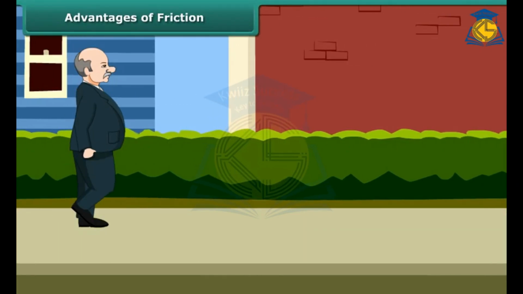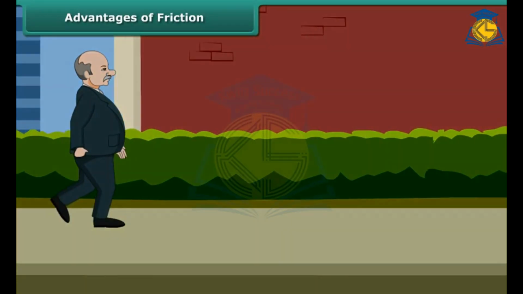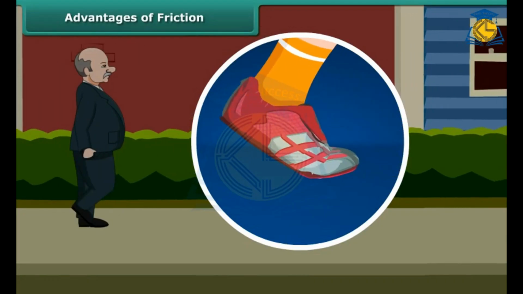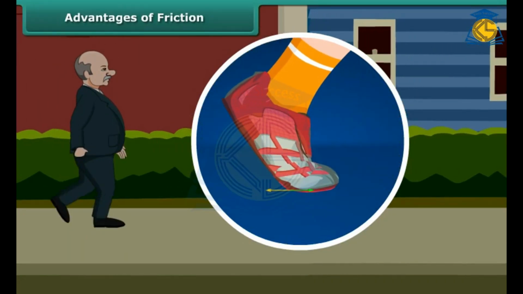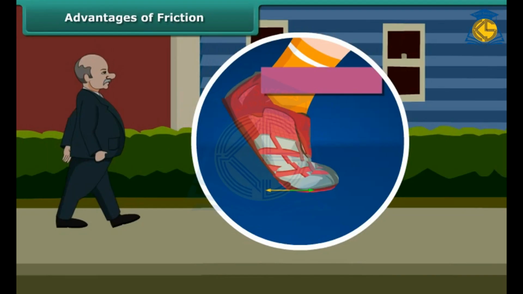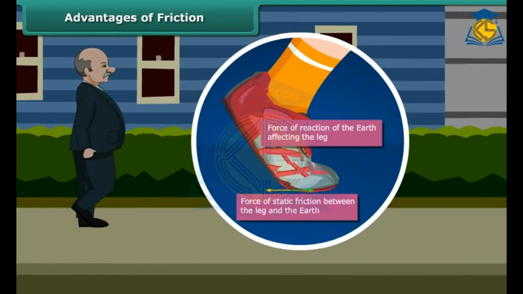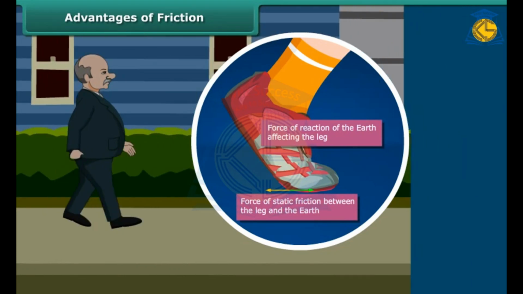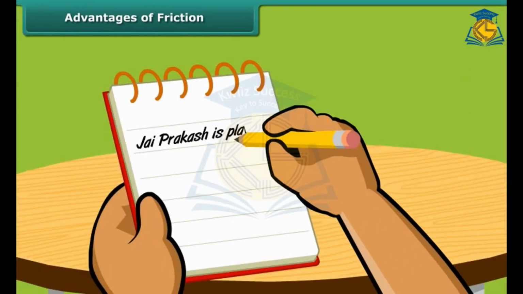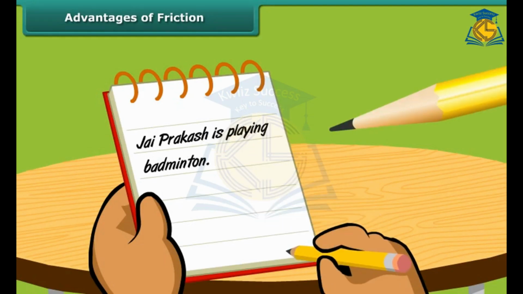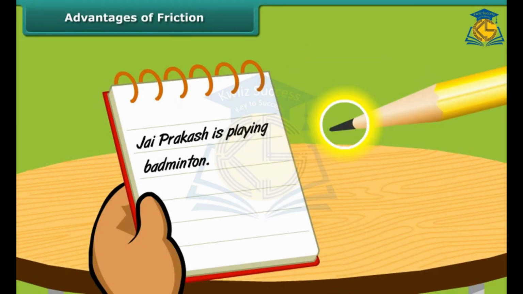Friction is both good and bad. We are able to walk because friction prevents us from slipping. When we push the ground with our foot, the friction provides a forward reaction to our push and pushes us forward. We are able to write because there is friction between the tip of the pencil and the paper.